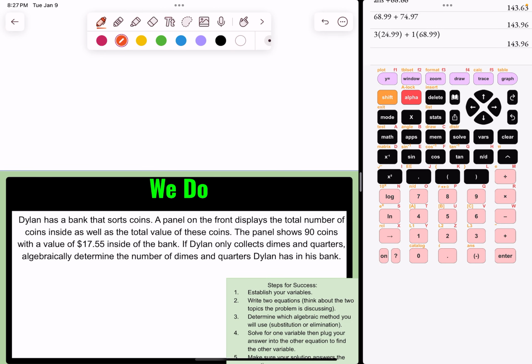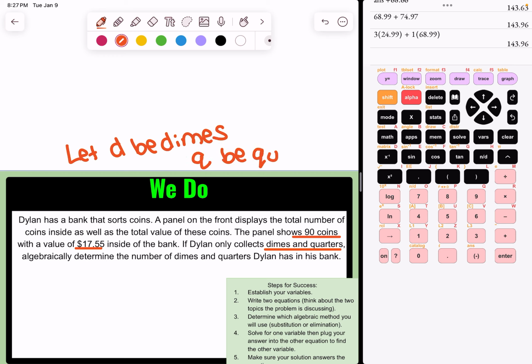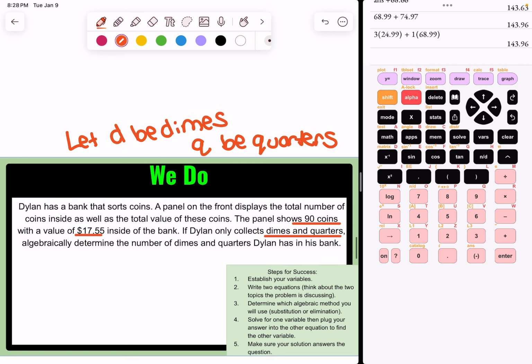Dylan has a bank that sorts coins. A panel in the front displays the total number of coins inside as well as the total value of these coins. The panel shows 90 coins with a value of $17.55 inside of the bank. If Dylan collects only dimes and quarters, I'll let D be dimes and Q be quarters. Determine the number of dimes and quarters Dylan has.